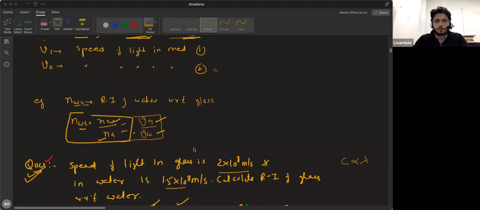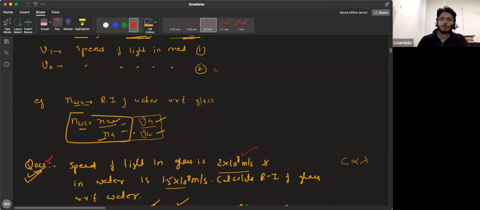Okay, do this question. In glass, speed of light is 2 into 10 raised to power 8 meter per second. In water, it is this. You need refractive index of glass with respect to water. Do it.